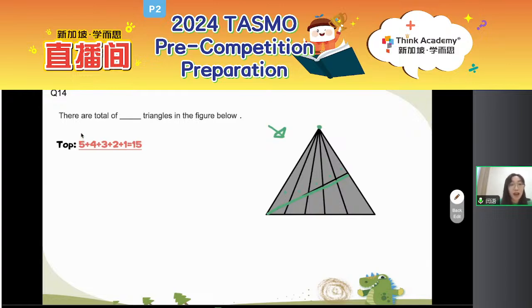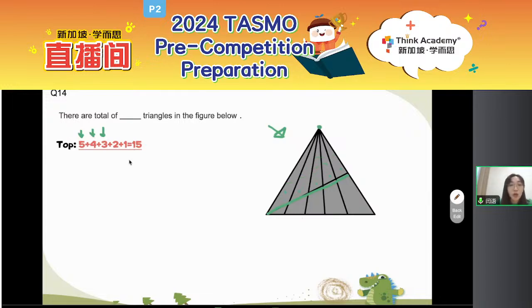For 5, that is for 5 single triangles. And what about 4? For 4, if you combine 2 triangles together, you will get 4 like this: 1, 2, 1, 2, 1, 2, 1, 2. So here we get 4. And then what is the meaning of 3? That is we combine 3 triangles together. So we have 1, 2, 3, 1, 2, 3, 1, 2, 3. In total, we have 3.